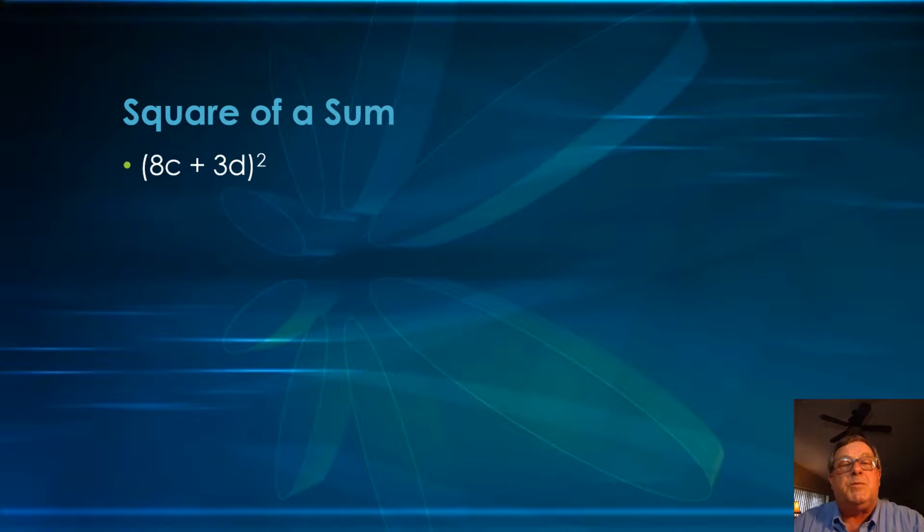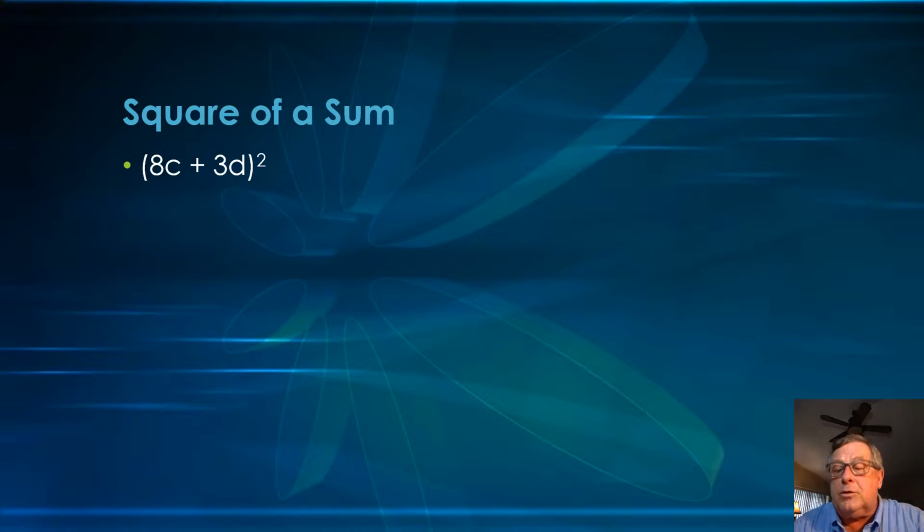We're going to take a look at some special situations when we're multiplying polynomials, and specifically here for the next two or three videos, we're going to be looking at some special situations involving multiplying binomials. And the ones we're going to look at are the square of a sum, the square of a difference, and then the square of a sum and a difference.